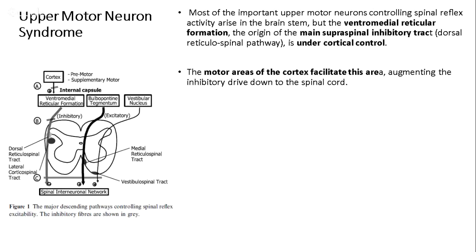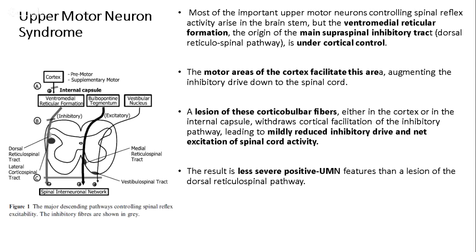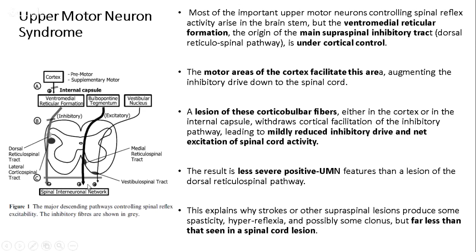So there are other motor areas of the cortex that facilitate this inhibitory drive down to the spinal cord. So when you have a lesion of the corticobulbar fibers, as well as cortical lesions, that also causes reduced inhibitory drive and excitation of the spinal cord activity. But like I said, the one that is involved most, if you involve the dorsal reticulospinal fibers, that's the one that causes the max spasticity.